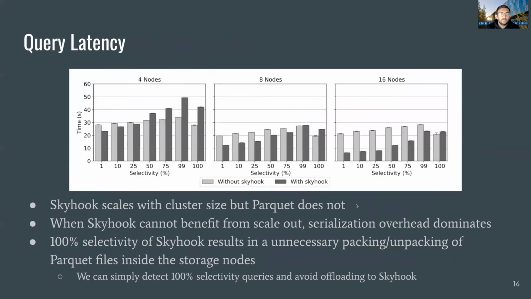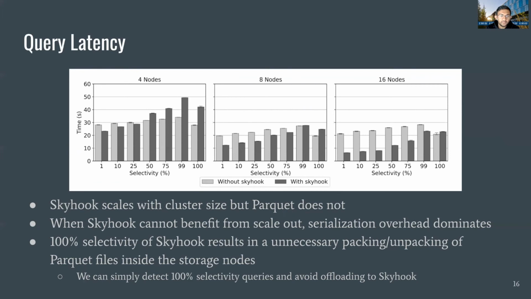So let's start with some query latency experiments that we did. Basically, we took a data set and did some experiments to select 1%, 10%, 25% of the rows, or like we did row selectivity experiments starting from 1 to 100%. And we scaled out our experiment from 4 to 16 nodes.